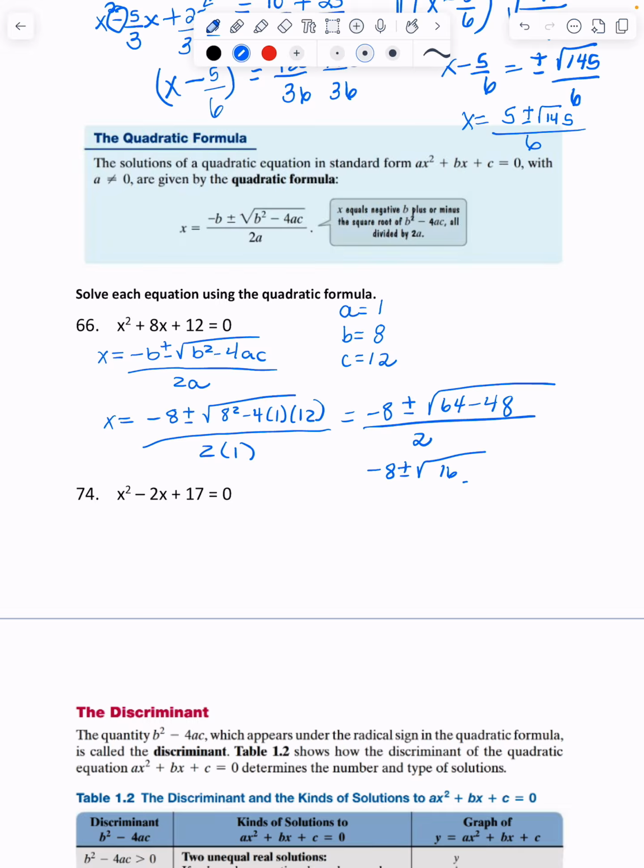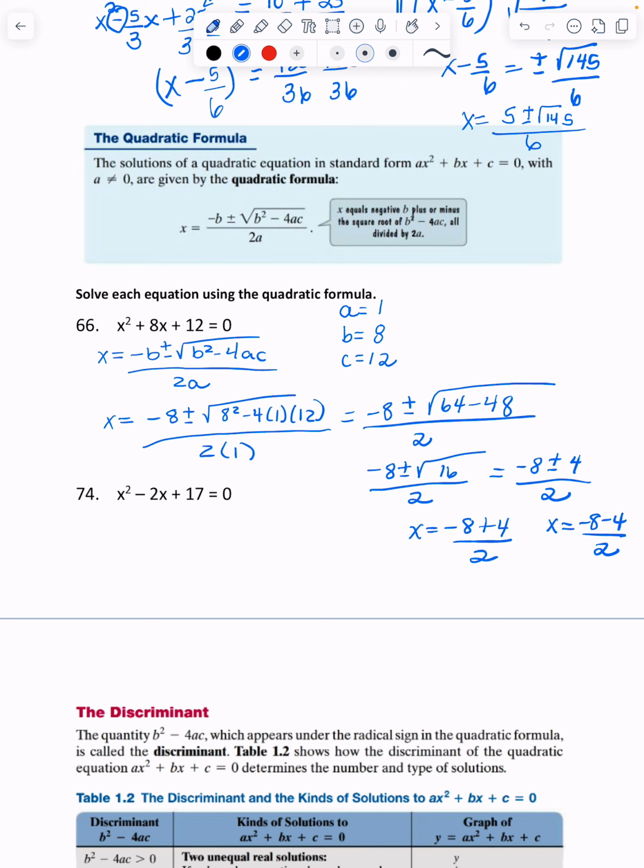16. And 16 is a perfect square, so I get negative 8 plus or minus the square root of 16, which is 4, over 2. And I can divide these answers up. The first answer will be negative 8 plus 4 divided by 2. And the other answer is negative 8 minus 4 divided by 2.